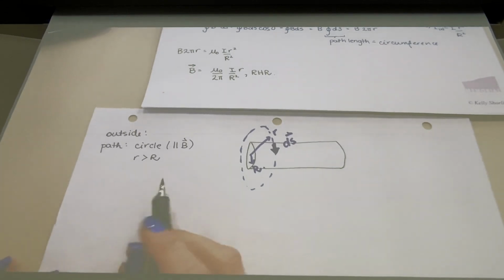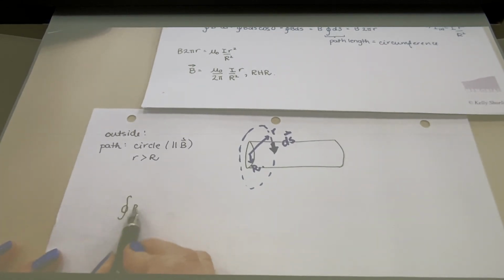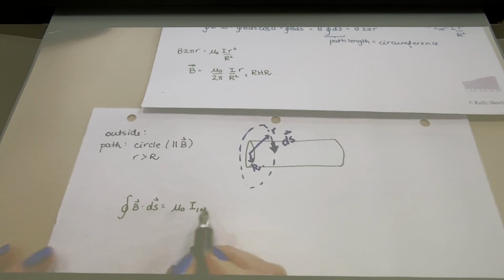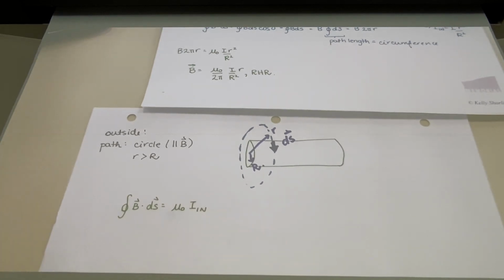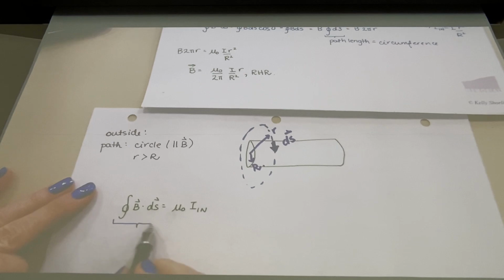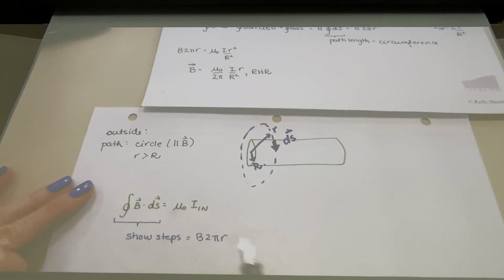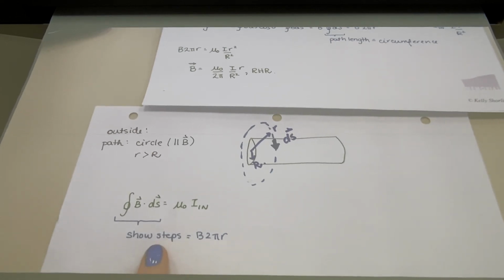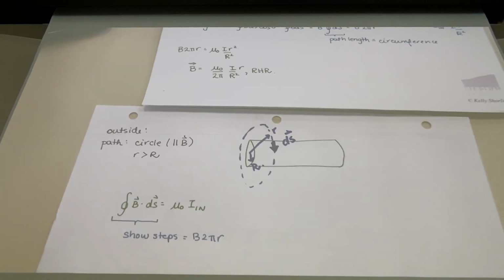We're going to apply our Ampere's law. The integral of B dot ds equals mu naught times I in. We need to sort out both sides of the equation. So for this part, we will say "show steps," and it equals B times 2 pi r. Again, if this were a test problem and you had to do A and B, inside then outside, for here you could say follow the same steps done before. You wouldn't have to write out all the same steps in the same problem. So, showing the steps, we know it equals B times 2 pi r.